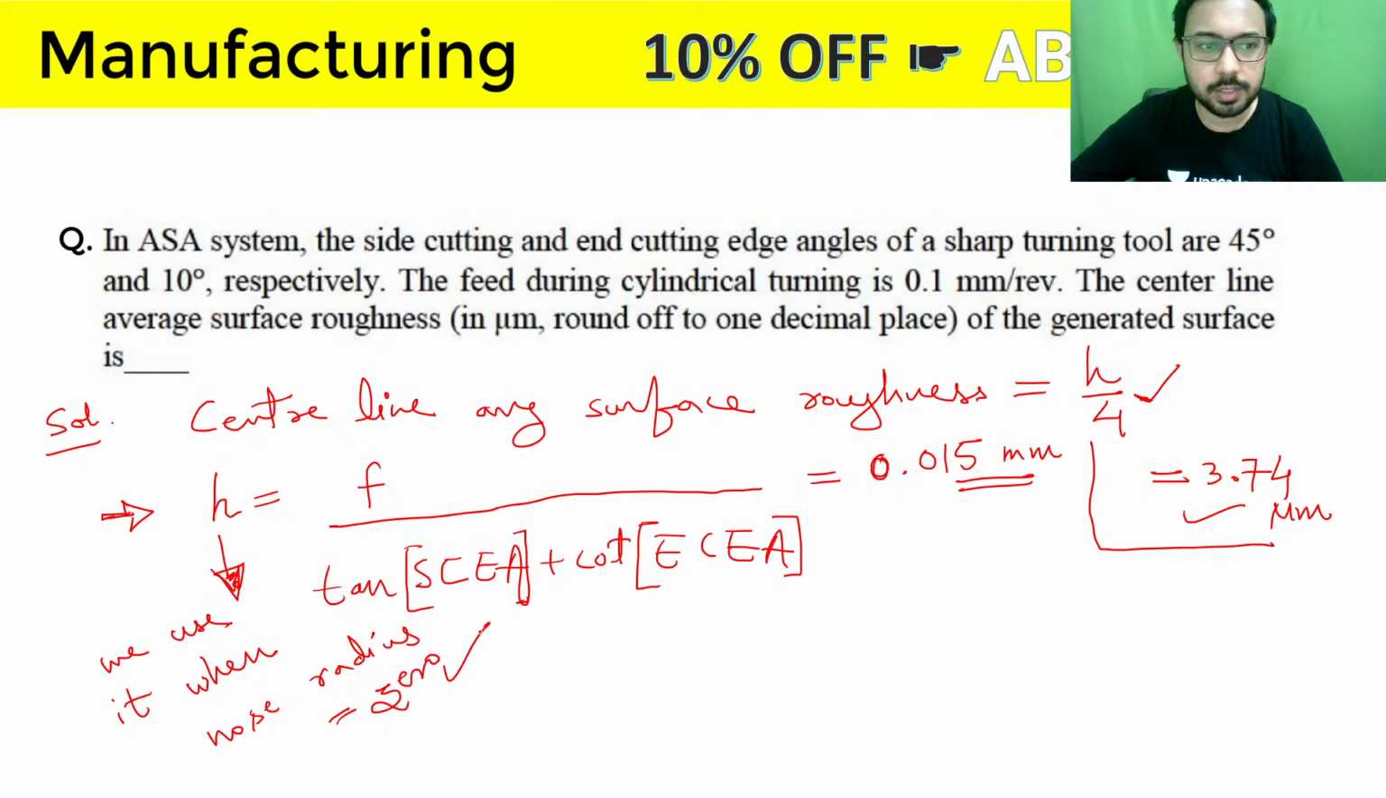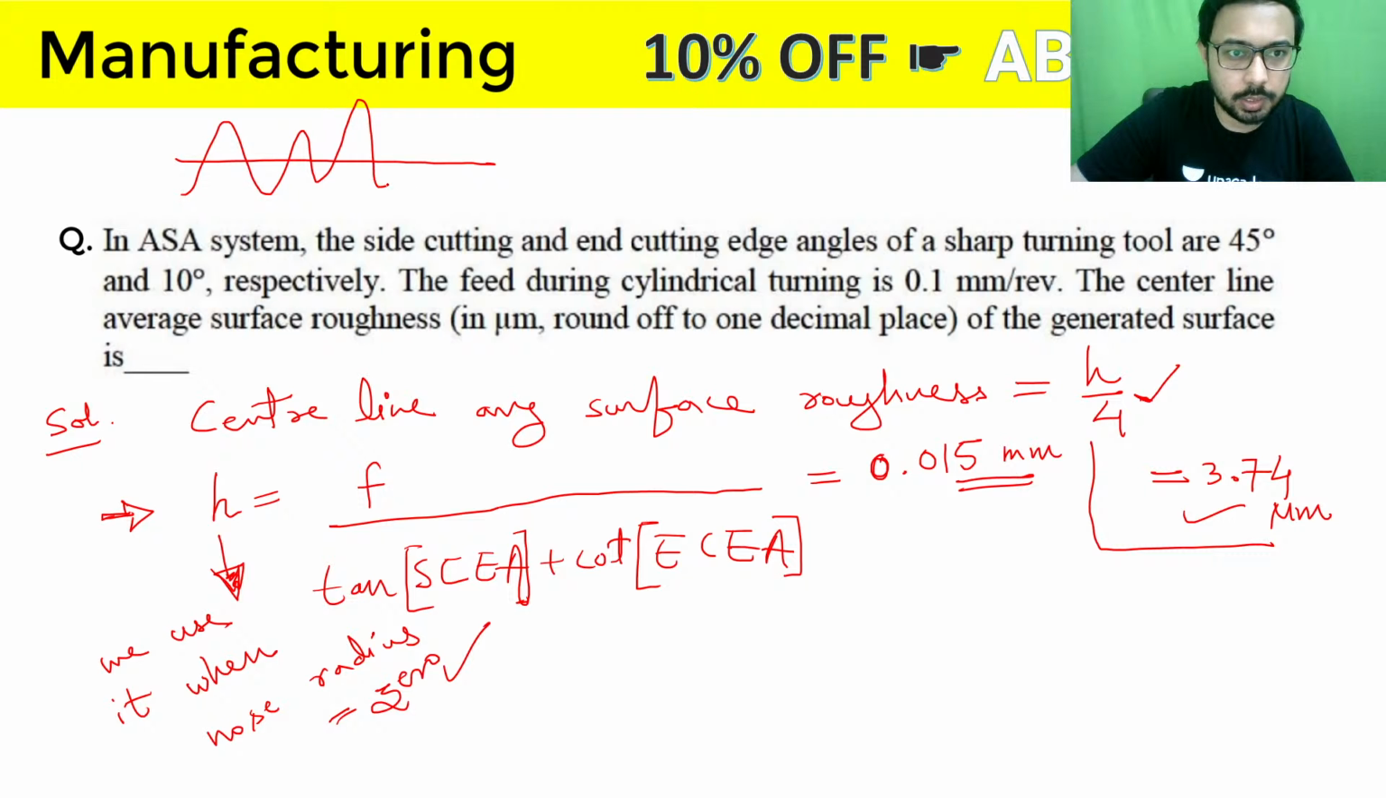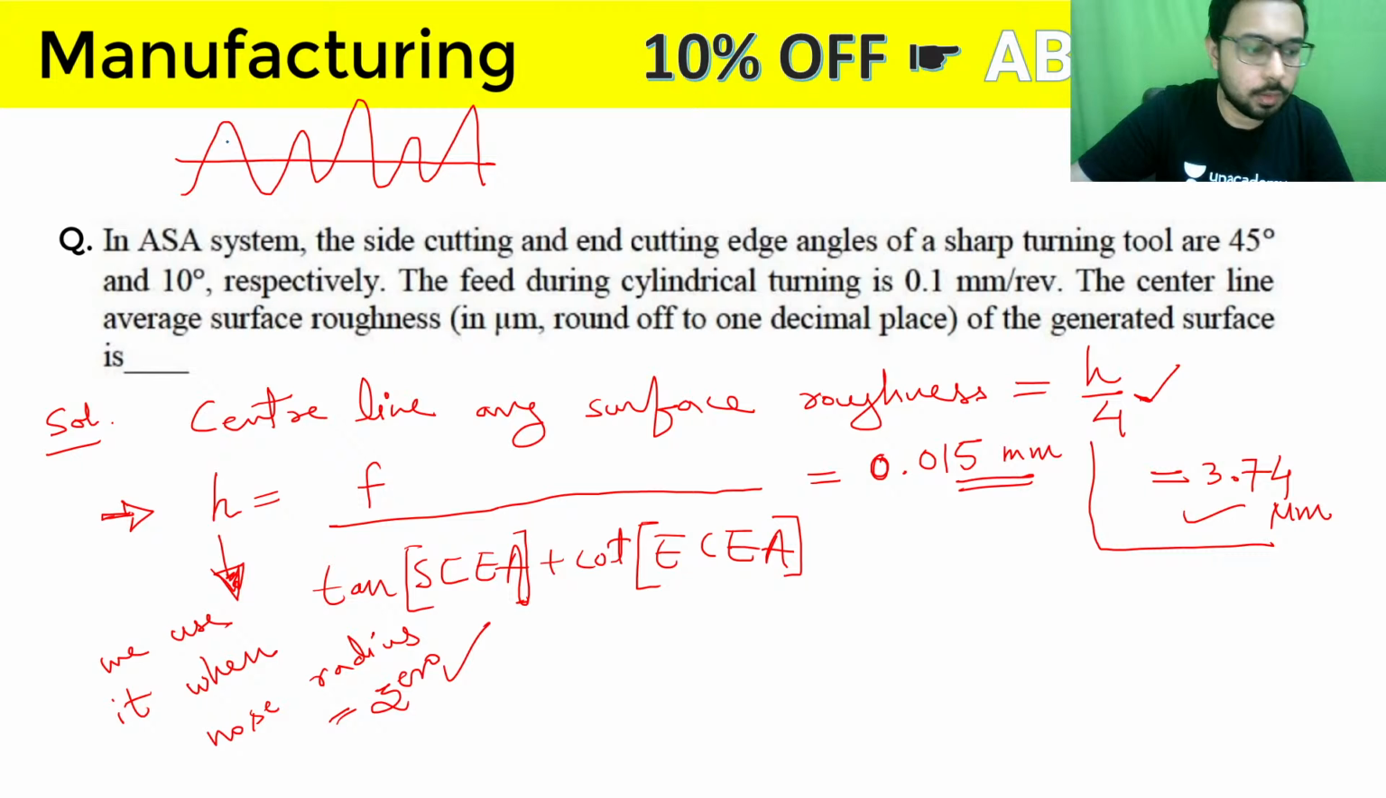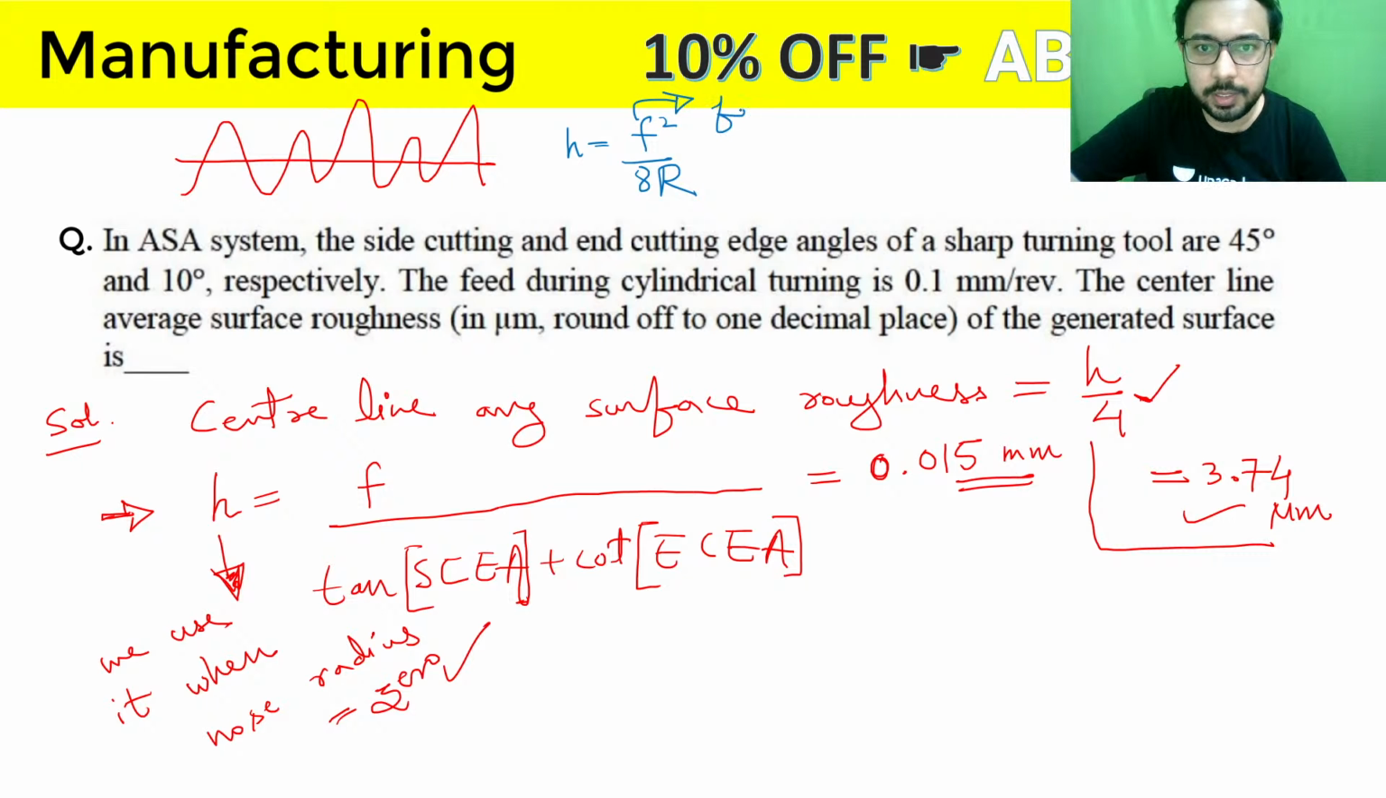And also, what is center line average surface roughness? For example, let us make a line here, and here are the surface roughness present in an object. Yes, the other formula is also written by one of the students. It is the correct formula, and as you can see, the other formula includes r, which is the nose radius. That other formula is h is equal to f square by 8r. In that formula you have to notice one thing about f, that is feed.